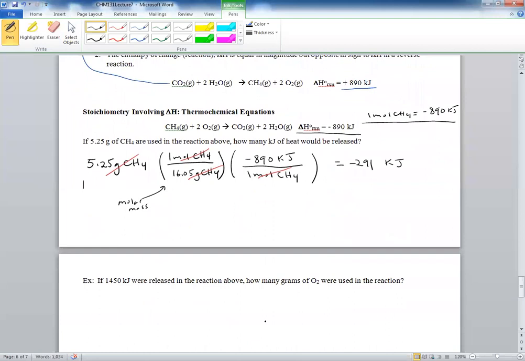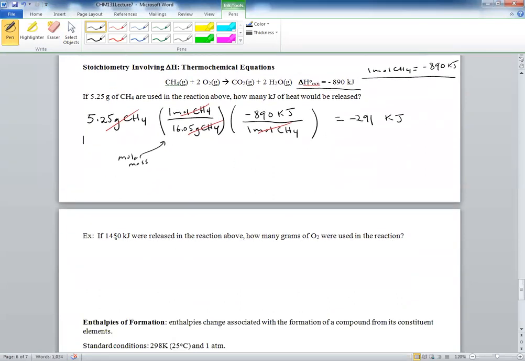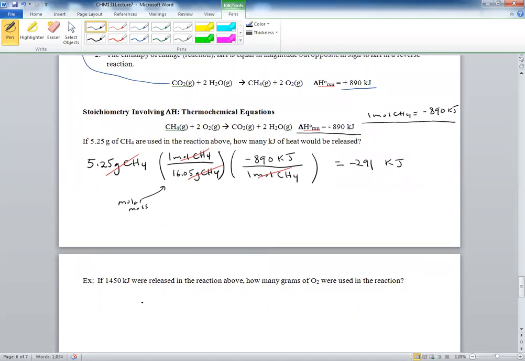So what you should be doing, before we meet next time, is do this problem. Now it's asking you for the opposite. It's asking you, if you're given the heat, how many grams of O2 would be used. Pay attention when you do this problem to the ratios. Pay attention to that.